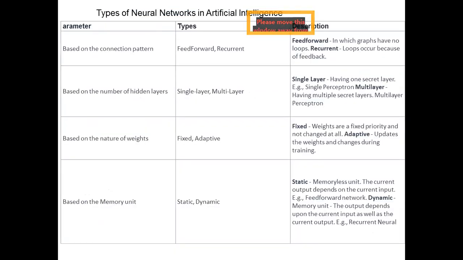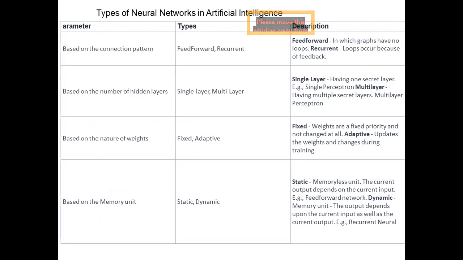So what are the types of neural networks in artificial intelligence now? Up to now, we discussed what a neural network is, what an artificial neural network is, the difference between the human brain and the computer, the procedure of how it works, and also the types of neural networks in artificial intelligence. That is the basic thing. Based on the parameters, we have certain types, and we have a certain description.